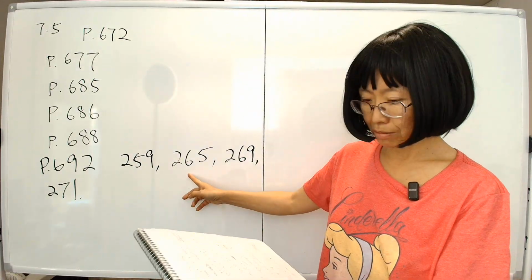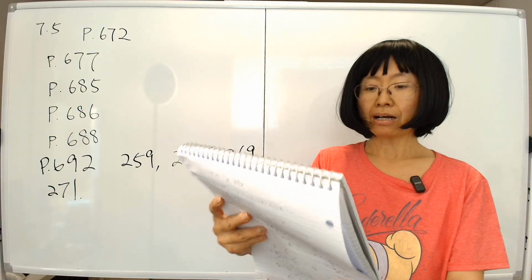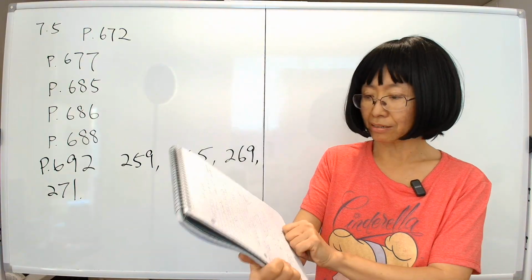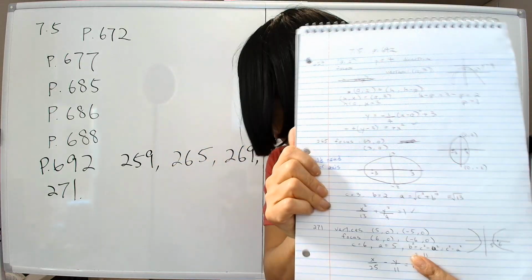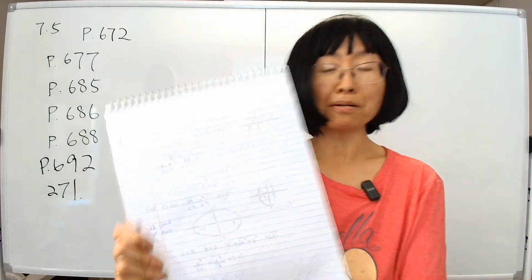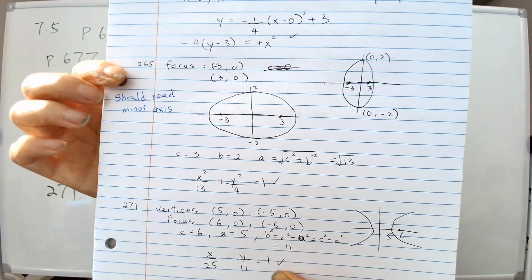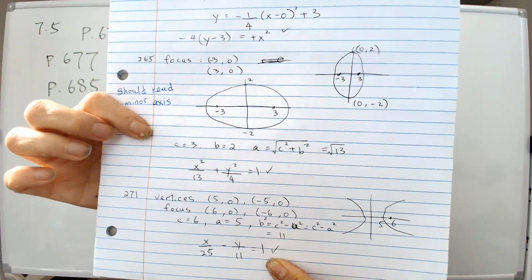Now next, problem 265. The only problem is it says major axis. It should say minor axis, because otherwise the problem doesn't make any sense. Other than that, everything comes out right. You draw your ellipse.